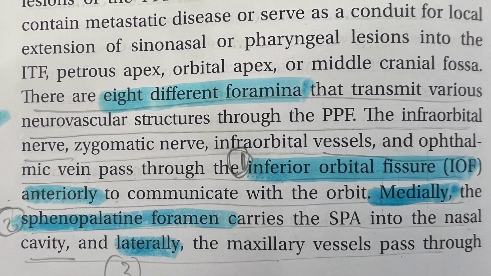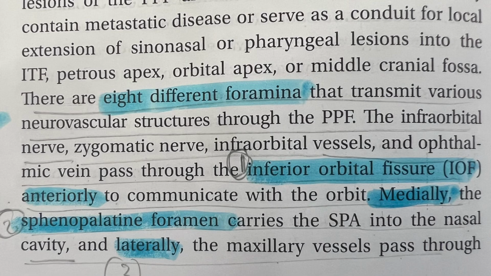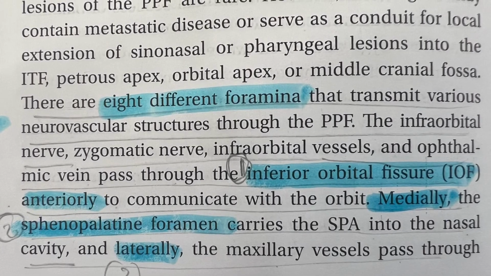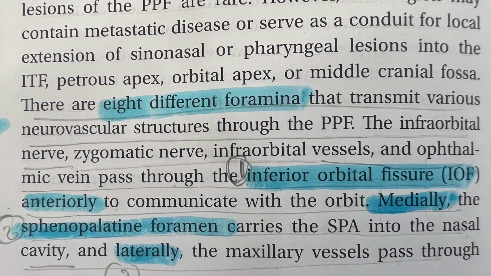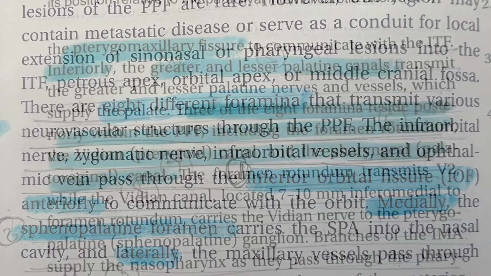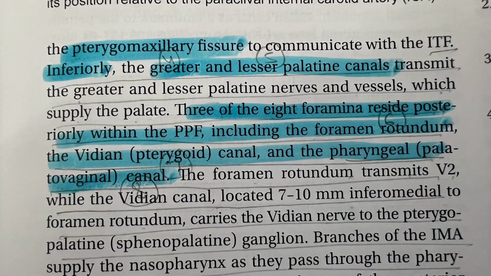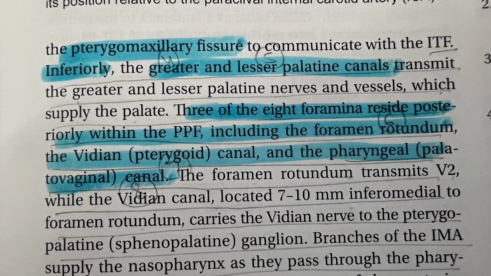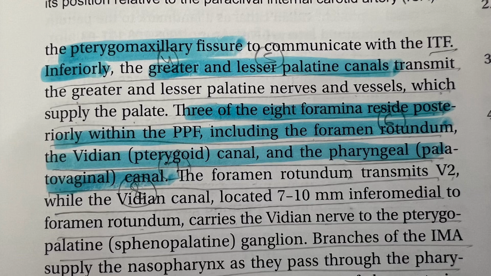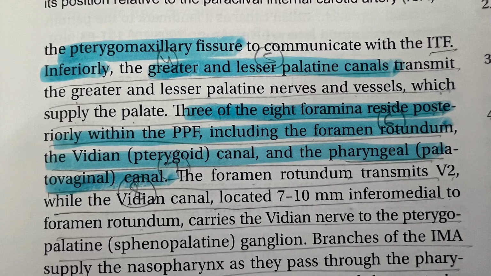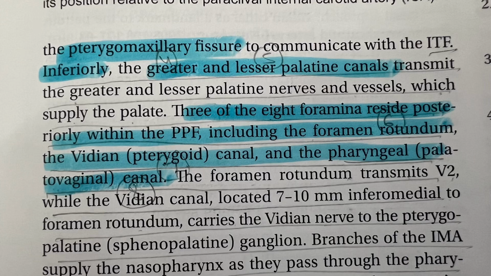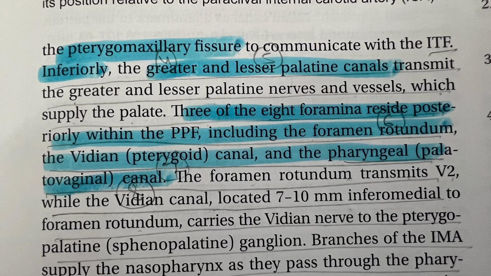The third foramen is the lateral one, called the pterygomaxillary fissure, which communicates to the infratemporal fossa. And inferiorly there are foramina for the greater and lesser palatine canals that transmit the greater and lesser palatine nerves and vessels which supply the palate. So the inferior communications are two foramina, the greater and lesser palatine canals.